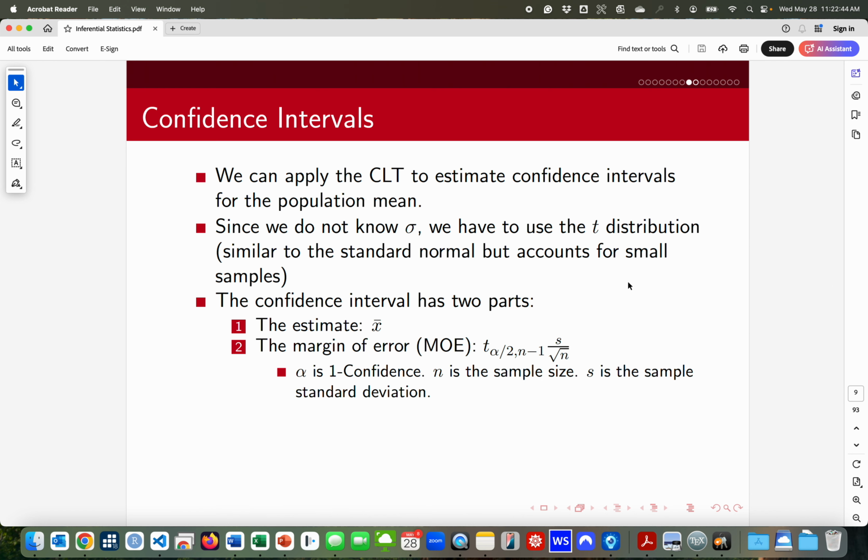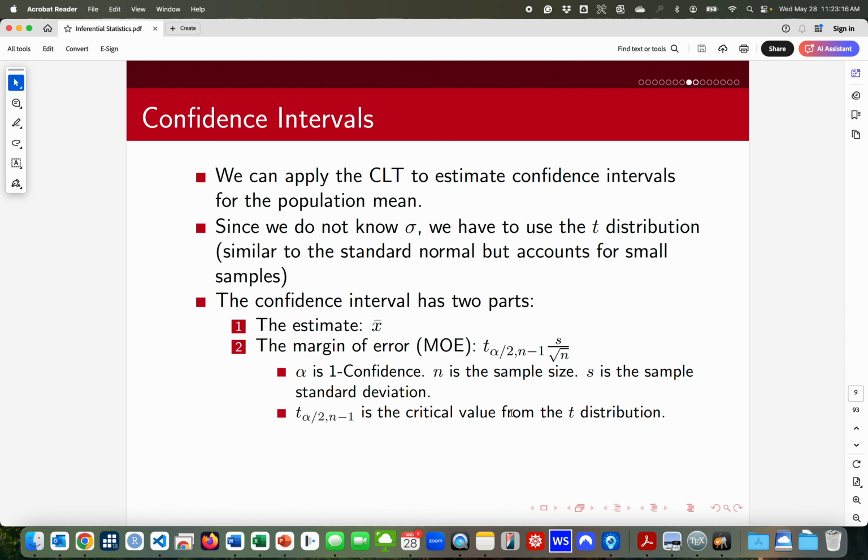So those are the things that influence how wide the interval is. If we want to be more confident, we're going to see that the interval gets wider. If we have more data, so N is larger, the interval is going to get narrower. If our sample standard deviation is higher, the interval is going to get wider. So all of these things affect how precise our estimate actually is.